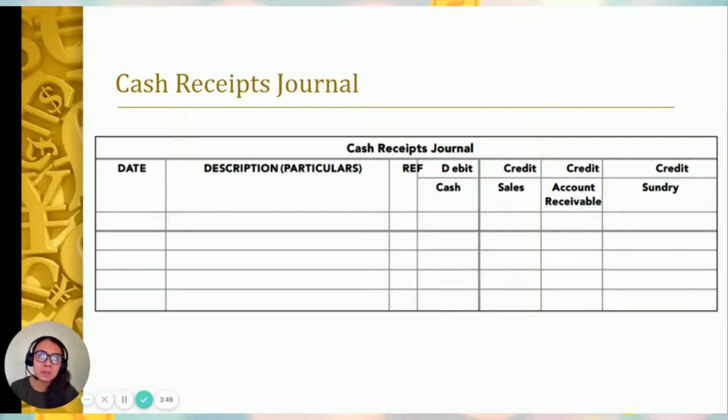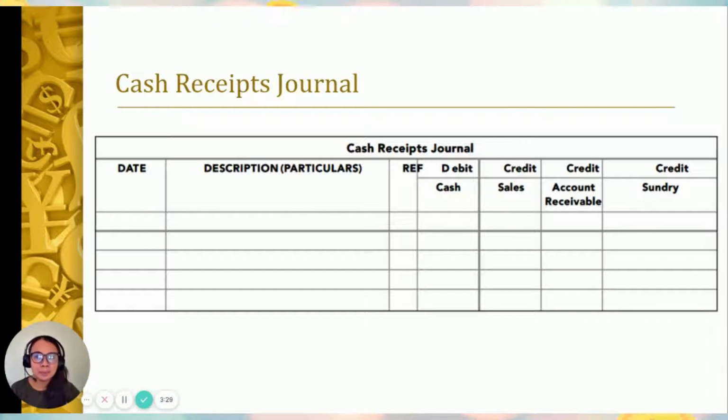This column is used later when we transfer the journal entries to the ledger accounts. Now we have the debit column, cash. It represents the amount of cash received for a particular transaction. So this is where you put the amount of cash that you received.